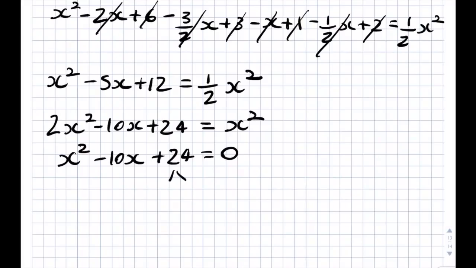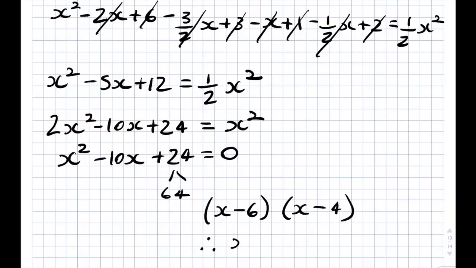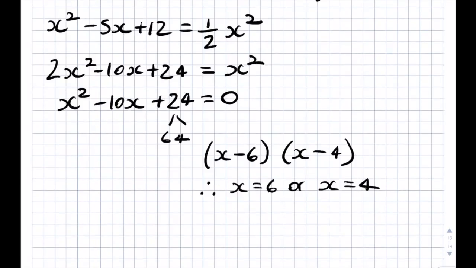Now 2 factors of 24 are 6 and 4. They also add up to 10. So our factors are going to be x minus 6, bracket x minus 4, for x equals 6 or x equals 4. So therefore our answer is any one of these.